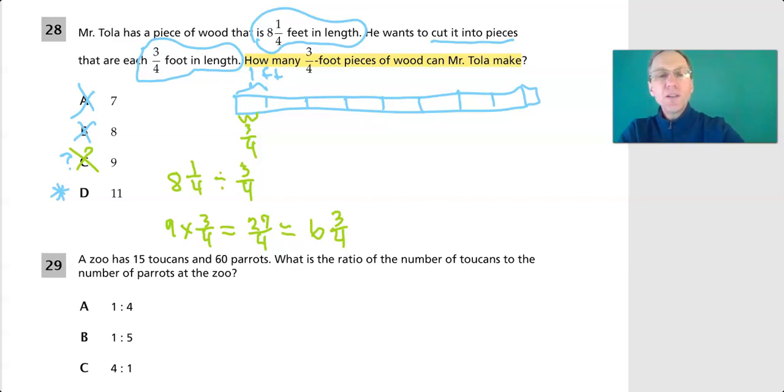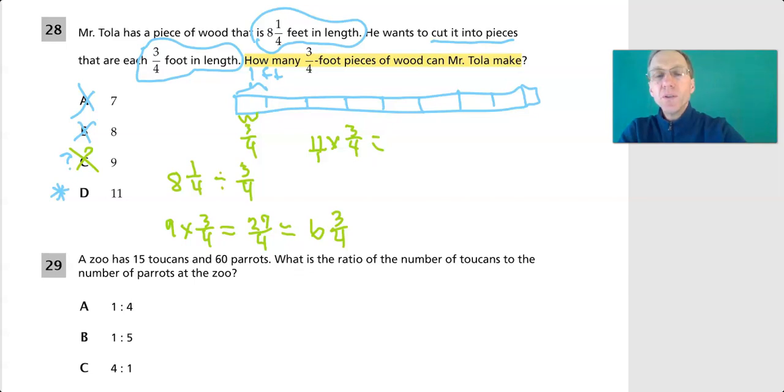But let's try this one. Let's do it a bunch of ways. Let's go ahead and do 11. What if it was 11 3/4 foot boards? Now I don't know if I showed this, but when you multiply, this is going back to 5th grade.